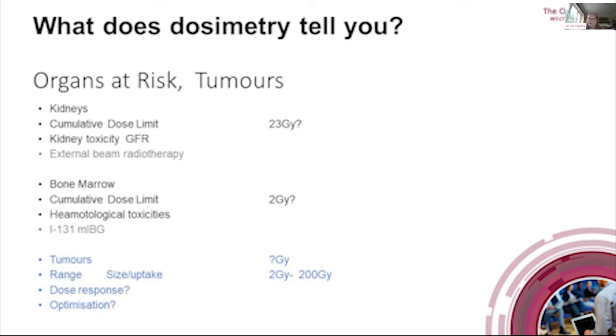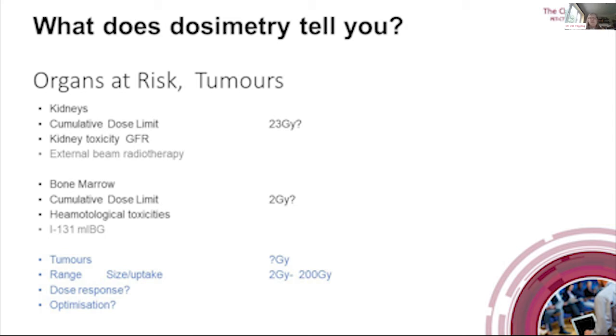Bone marrow is obviously an organ at risk. The received wisdom is that our cumulative dose limit shouldn't be above 2 gray. We can perceive the toxicities from this with the various hematological toxicities. Where does that evidence come from? Both external beam and other therapies, notably with iodine-131 MIBG. So again, our evidence isn't matching what the therapy we're doing.